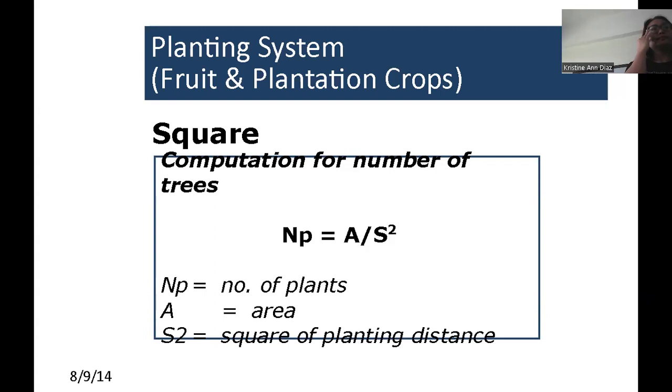Calculator. 10,000 divided by 81. So you have 123 seedlings of coconut to be planted. Okay na? Nakuha ninyo? Wala kasi siya example.